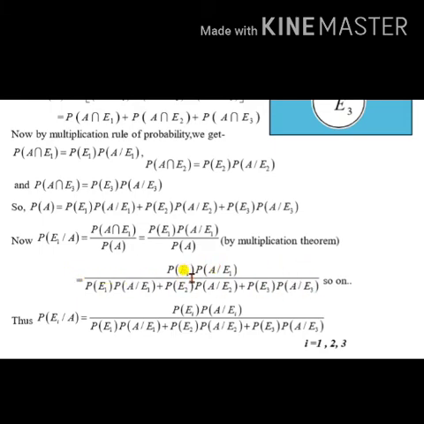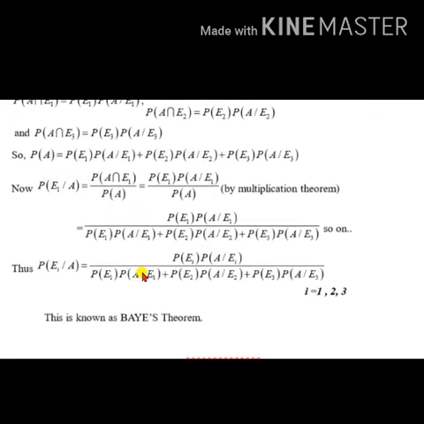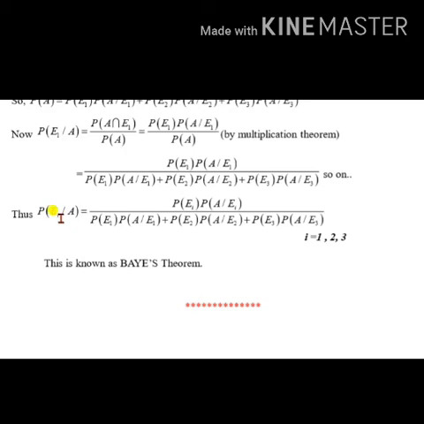This process can also be used for probability of E2 by A or probability of E3 by A. For all of these three probabilities, we can use probability of Ei by A. Here i represents 1, 2 or 3 according to the equation. If i is equal to 1, then 1 will be replaced in place of i. If i is equal to 2, then all of these i will be 2, and if i is equal to 3, then all of these i will be 3. But the denominator will be the same for all of these probabilities.